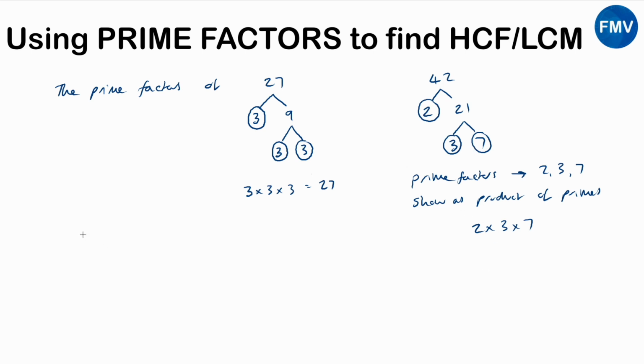Let's look at one more example. Let's find the prime factors of 81. In this case, I know that 9 multiplied by 9 is 81. 3 by 3 is 9. They are both prime numbers. Circle them. Same here. So if you're asked to find the product of primes, that is 3 multiplied by 3 multiplied by 3 multiplied by 3. That can be shown in index form as 3 to the power of 4.